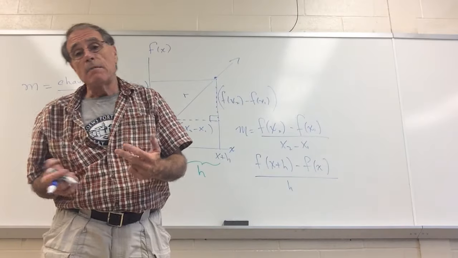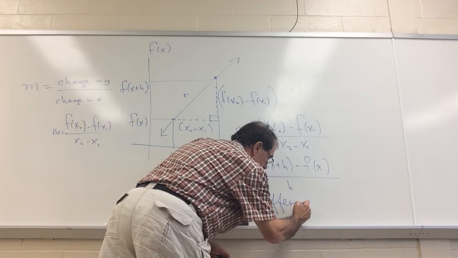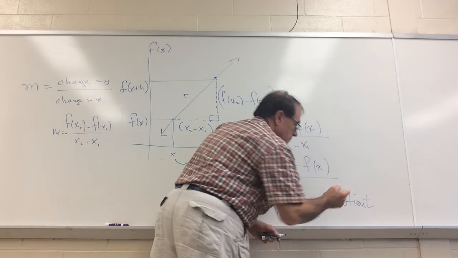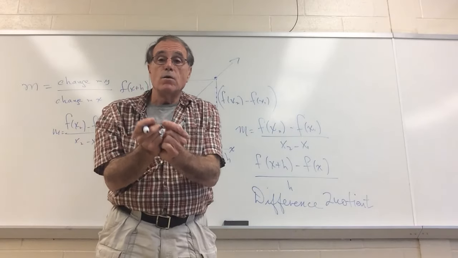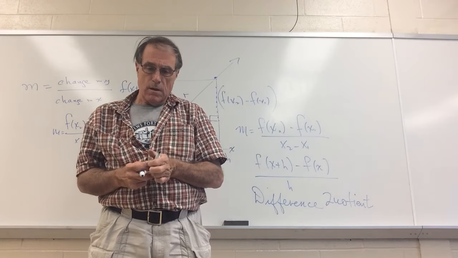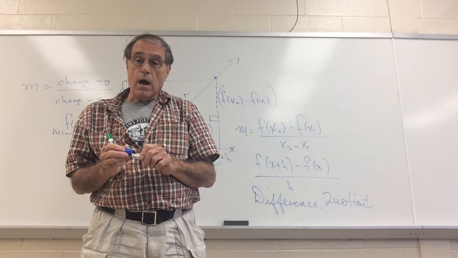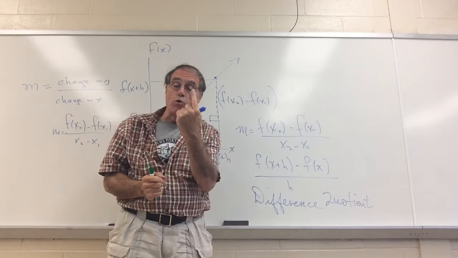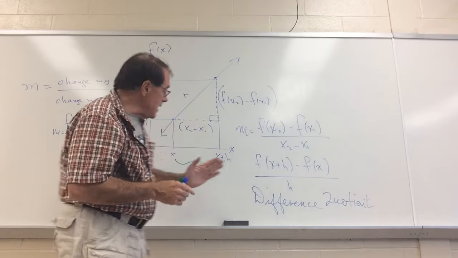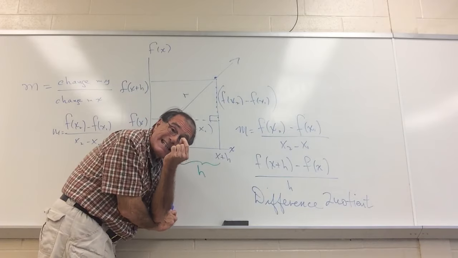Now your book, and most books, will call this expression the difference quotient. And it is the key to the basis of differential calculus. In calculus, we want to be able to find instantaneous rate of change. I want to be able to find the slope of a line when I only have one point. You say, well, how can you do that? Very simple.